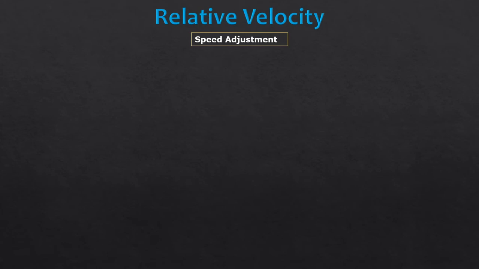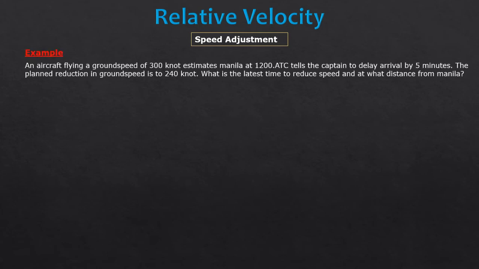Now we'll see the numerical based on speed adjustment. An aircraft flying at a ground speed of 300 knots estimates Manila at 12:00. ATC tells the captain to delay arrival by 5 minutes. The planned reduction in ground speed is to 240 knots. What is the latest time to reduce speed and at what distance from Manila?